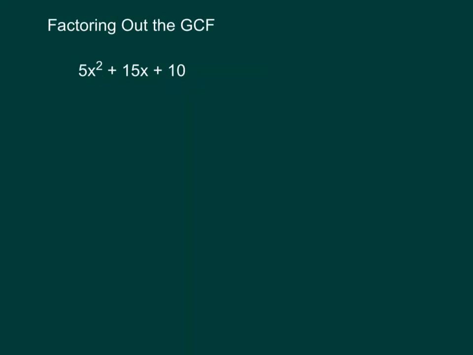Sometimes when you have a coefficient in front of the x squared, you're able to simplify your problem by factoring out the greatest common factor, or the GCF. You'll notice that 5x squared, 15x, and 10 are all multiples of 5. So just like we did before, we can take a greatest common factor out of all three things. So I'm going to take the 5 and put it in front of a set of parentheses.